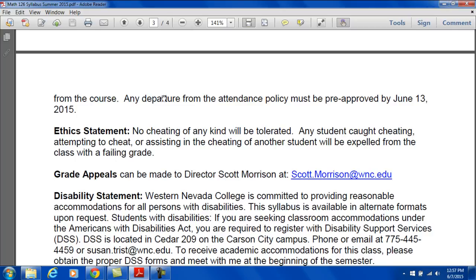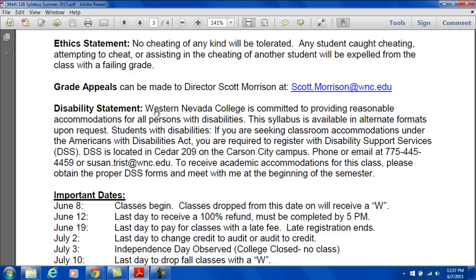Okay, ethics statement. No cheating of any kind will be tolerated. Any student caught cheating, attempting to cheat, or assisting in the cheating of another student will be expelled from the class with a failing grade. Grade appeals can be made to the director, Scott Morrison. There's his email address.